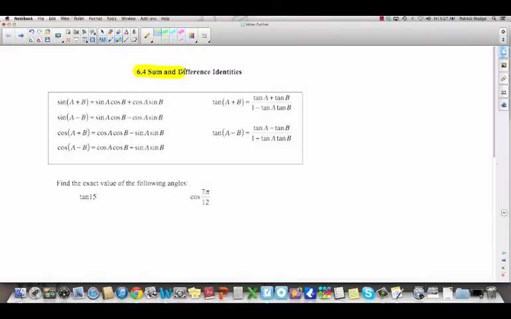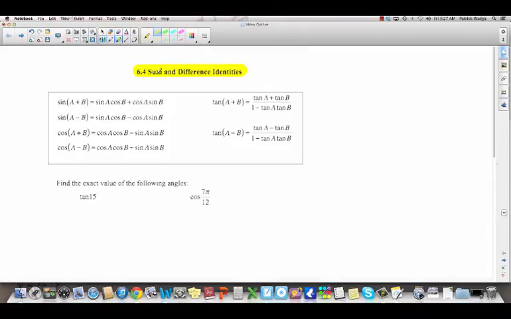Section 6.4 is called Sum and Difference Identities. We're going to do this in 2 days. So basically, these are identities right here. We've talked about identities before. They're statements which are true for all angles except for non-permissible values. So the A and the B in this case stand for different angles.